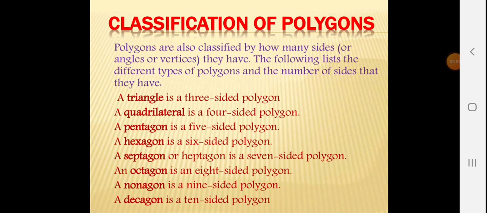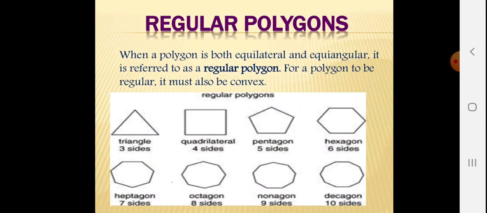So polygons are also classified by how many sides, angles or vertices they have. The following lists the different types of polygon and the number of sides that they have. A triangle is 3-sided, quadrilateral 4-sided, pentagon 5-sided, hexagon 6, heptagon 7-sided polygon, octagon, octopus. Remember how many legs? 8 legs. So octagon is an 8-sided polygon. Nonagon is a 9-sided polygon. Decagon is a 10-sided polygon.